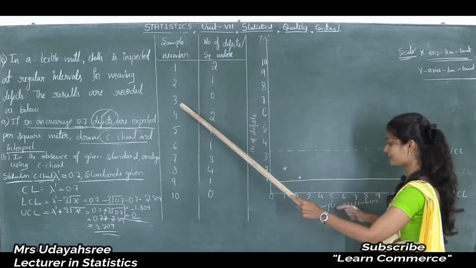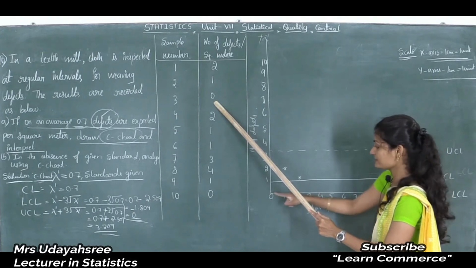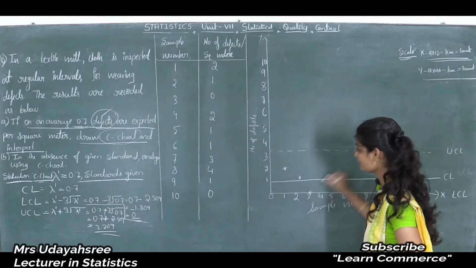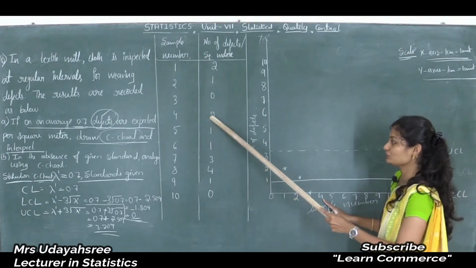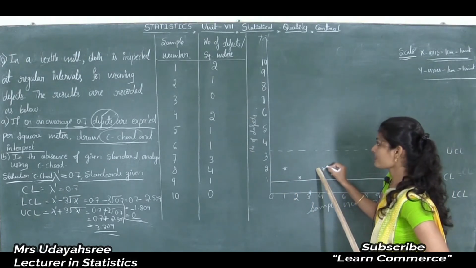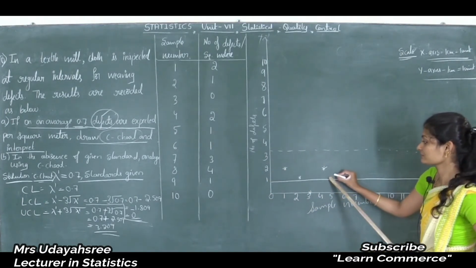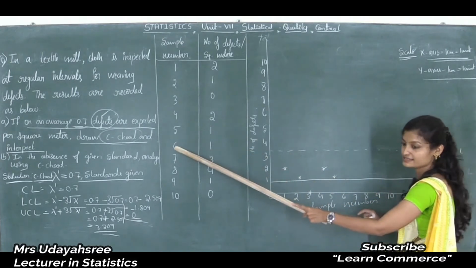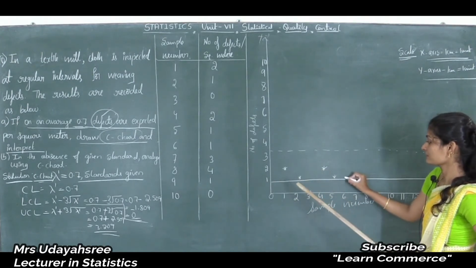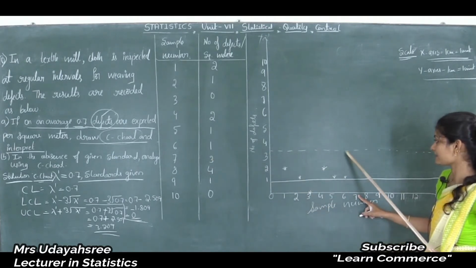Next, sample number 3. So sample number 3 is here. That corresponding value is 0. 0 is the origin. So here I will put one mark. Next, 4 and 2. So 4 is here. 2 is here. That corresponding place is here. Next, 5 and 1. So 5 is here. 1 is here. Next, 6 and 1. So 6 is here. 1 is here. Next, 7 and 3. So 7 is here. 3 is here.